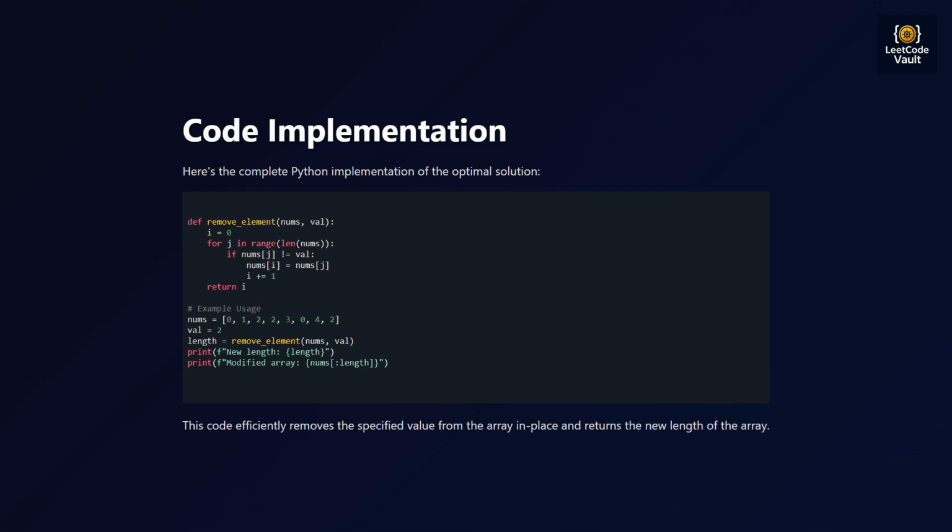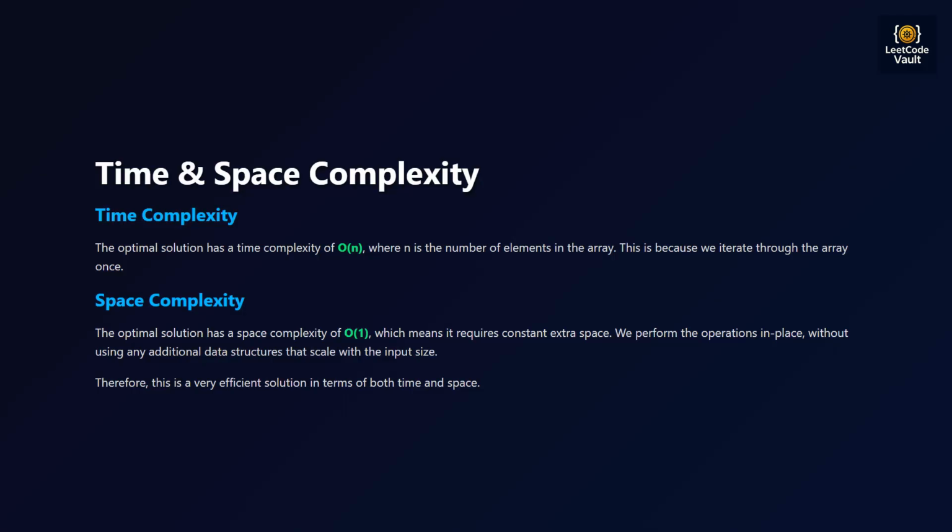Code implementation. Let's see the code in Python. We'll define a function, removeElement, that takes the nums array and the target value val as input. We initialize the slow pointer k to 0. Then we iterate using the fast pointer i. If nums[i] is not equal to val, we assign nums[k] to nums[i], and we increment k. Finally, we return k, which represents the new length of the array after removing all occurrences of val. It's concise and efficient. Remember to consider edge cases, like an empty array or when the target value is not present.